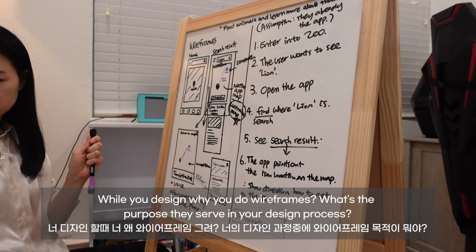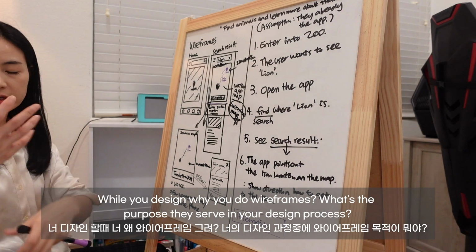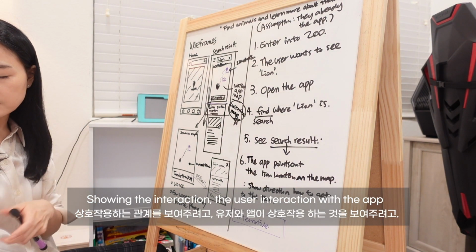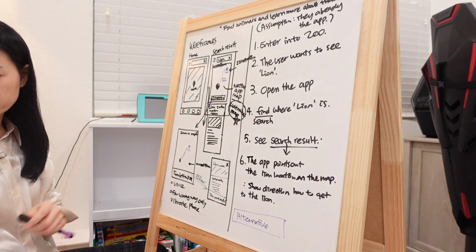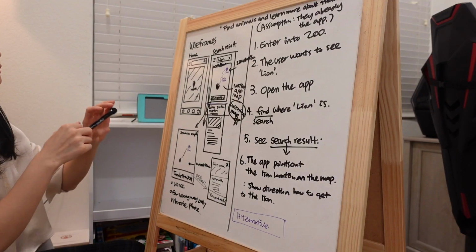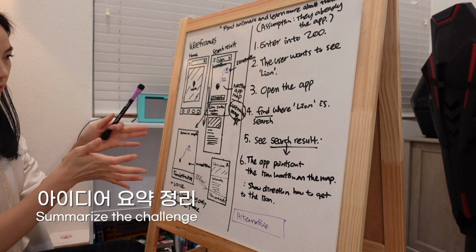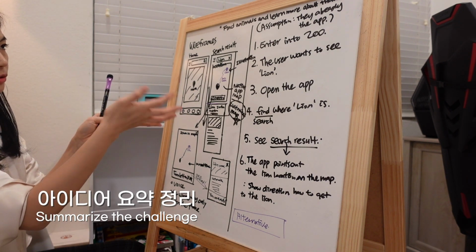When you design, why do you do wireframes? What purpose do they serve in your design process? Showing the user interaction with the app. Okay, so the user wants to find the animal and then learn more about the animal. So that's their goal, the user goal.